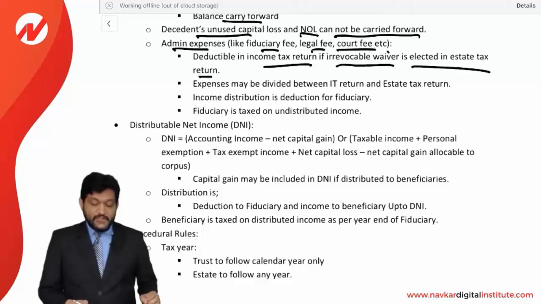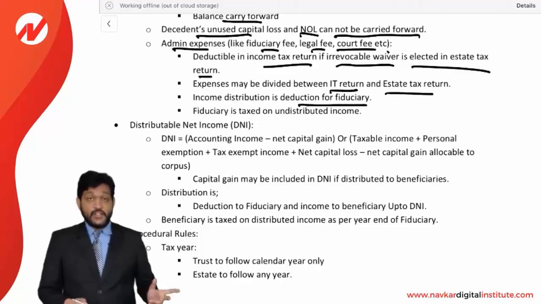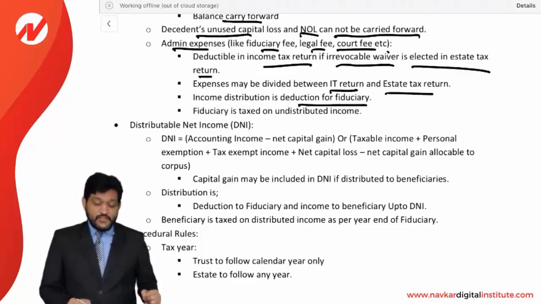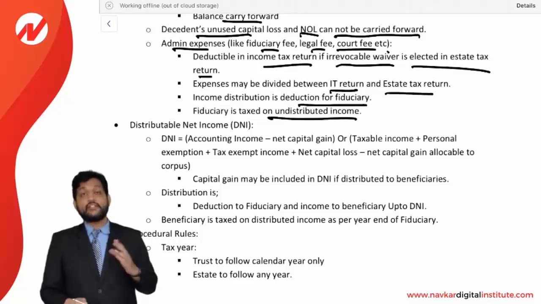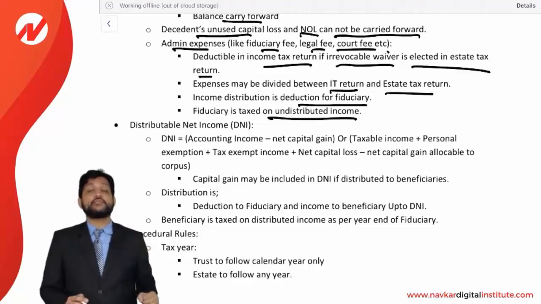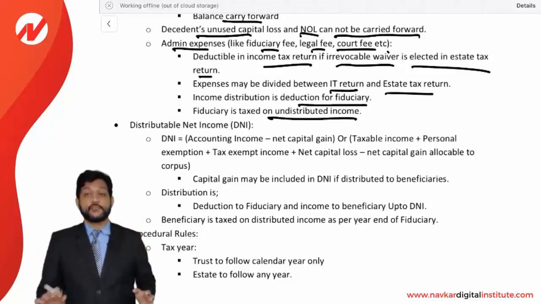Expense may be divided between ITR and the estate tax return. It is also the option given. Income distribution is a deduction for the fiduciary, as we discussed right now. Fiduciary is taxed on the undistributed income. If the income is not distributed, it is going to be taxable to the fiduciary. So simply remember: distributed income is taxable to the beneficiary, undistributed income is taxable to the fiduciary.